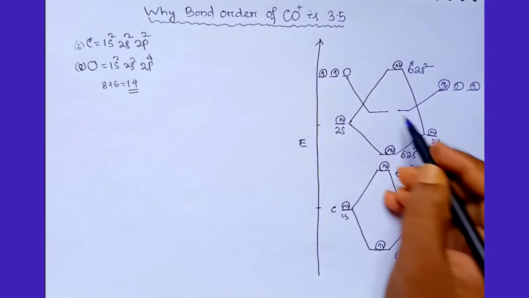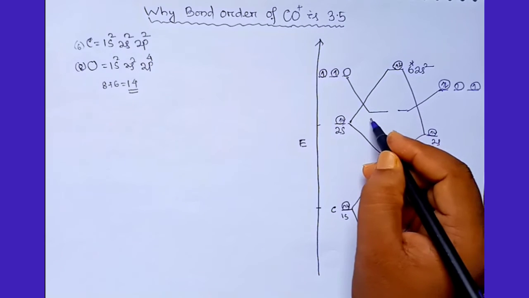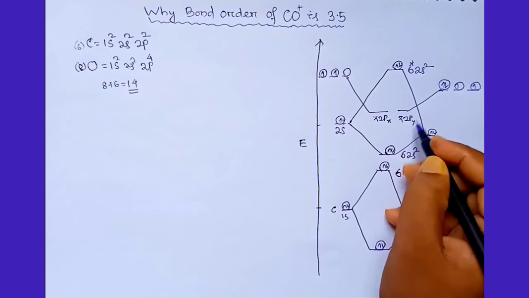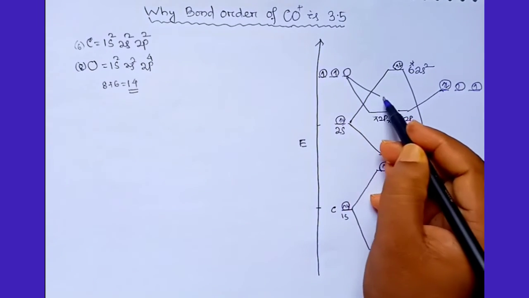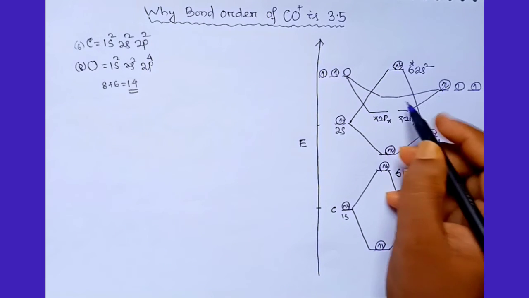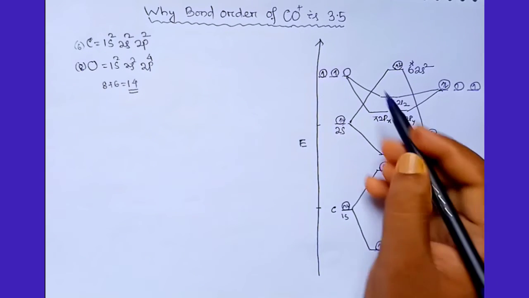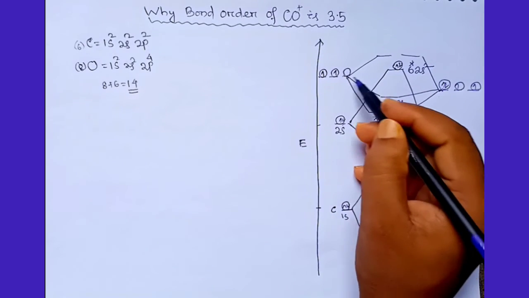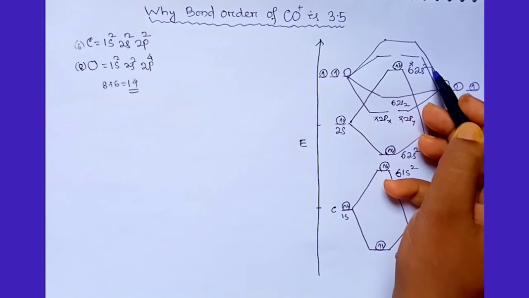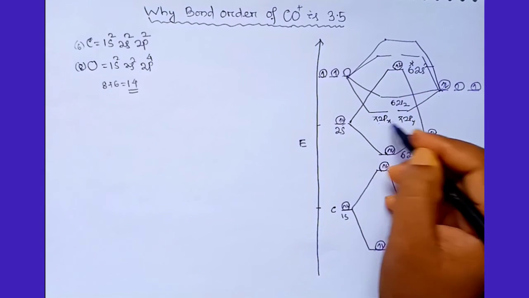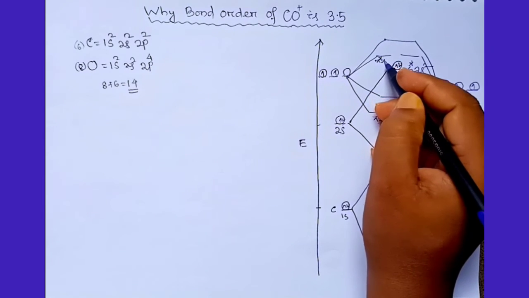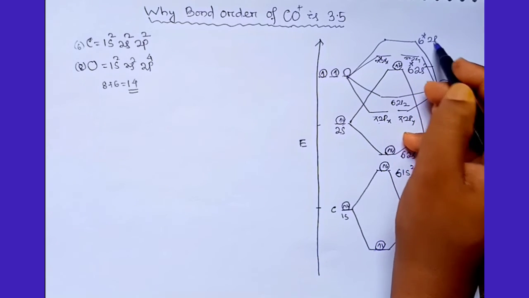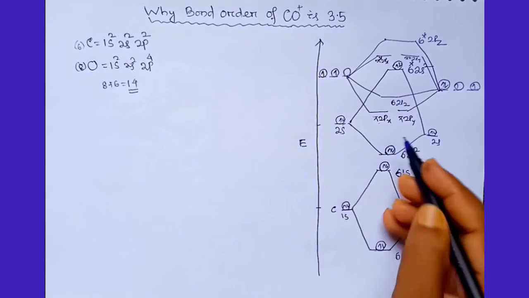The two molecular orbitals formed are pi 2px and pi 2py, and the other molecular orbital formed is sigma 2pz. Similarly, the anti-bonding molecular orbitals are formed: pi star 2px, pi star 2py, and sigma star 2pz. Are you getting my point?